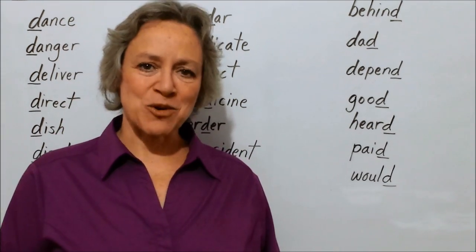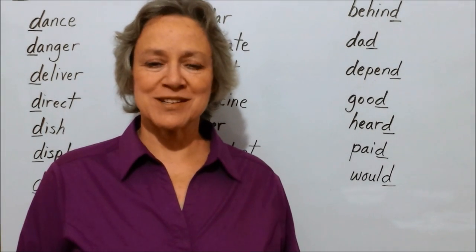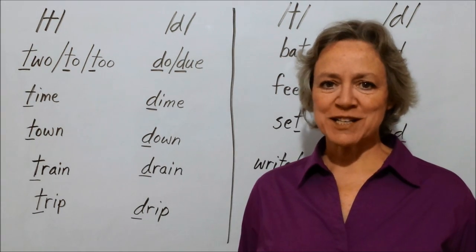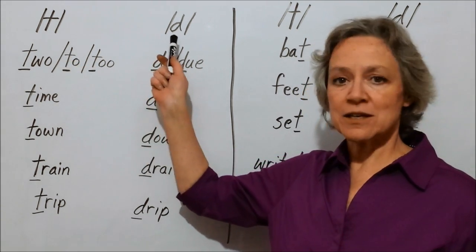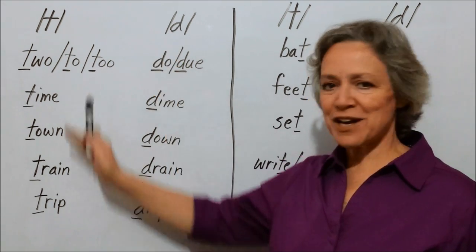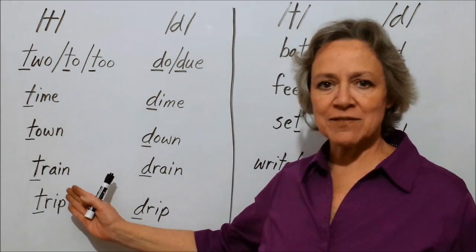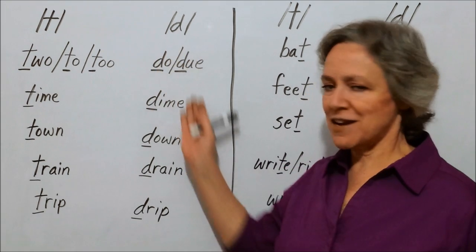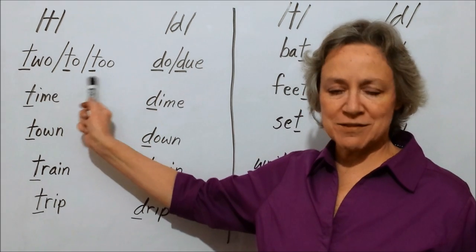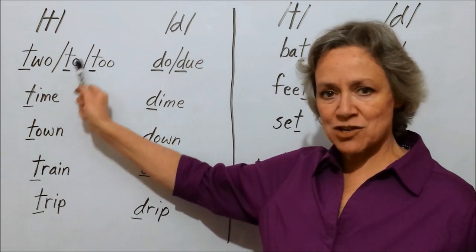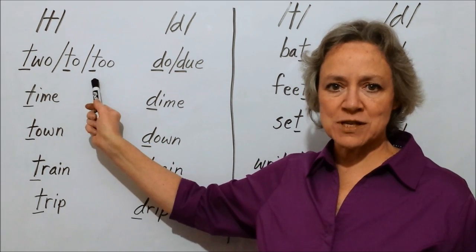Okay. Let's go on and compare some T and D words side by side. Let's practice some words which differ only in the sounds T and D. On this side of the board, I have words which begin with those two sounds. On this side, I have T words, and on this side, I have D words. Notice when I have words together like this with a slash mark between them, that means that these words are all pronounced in the same way.